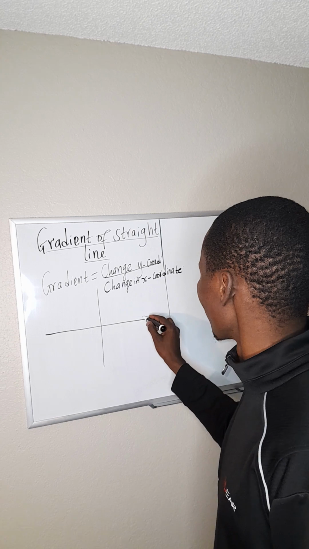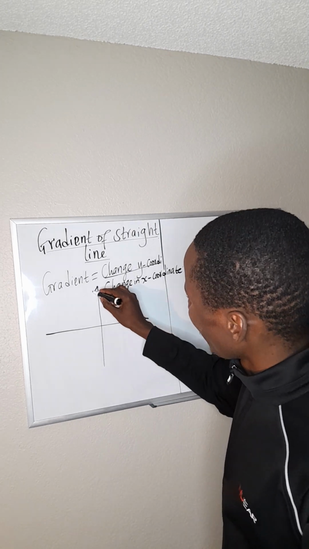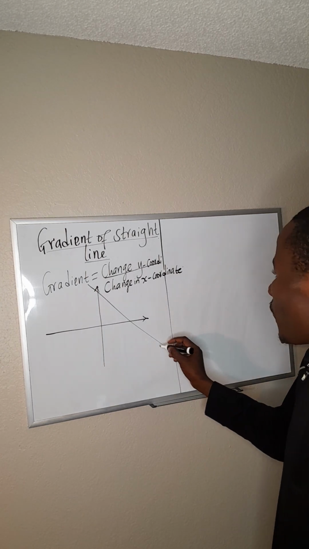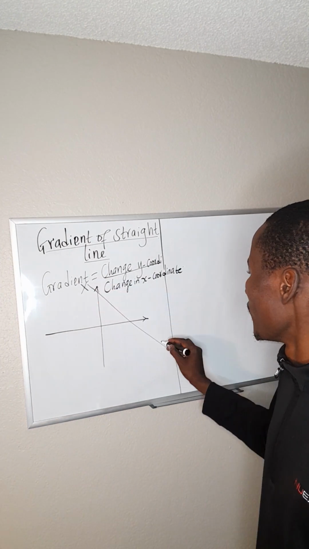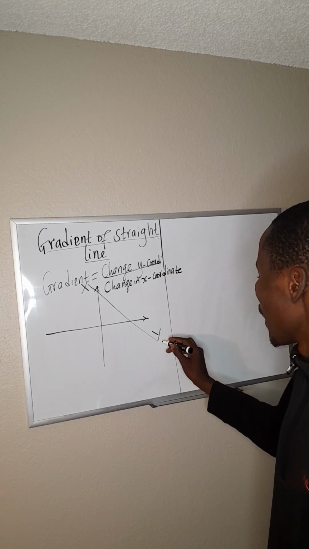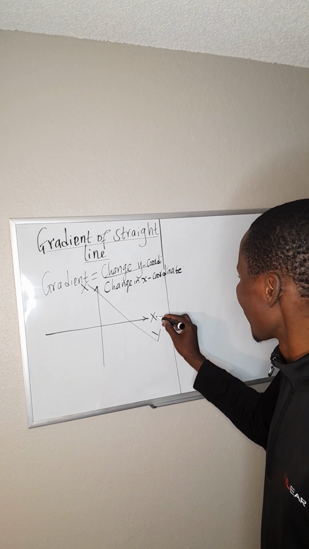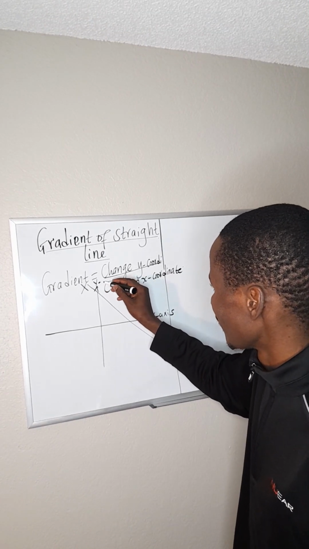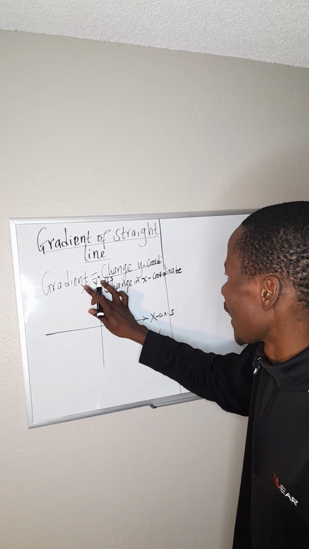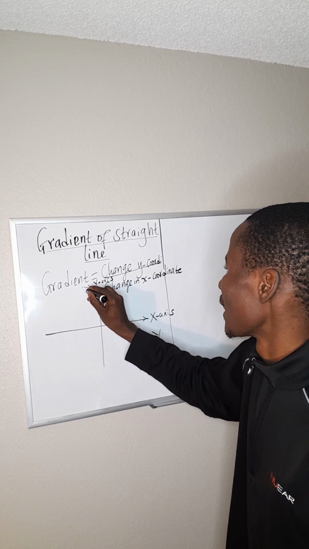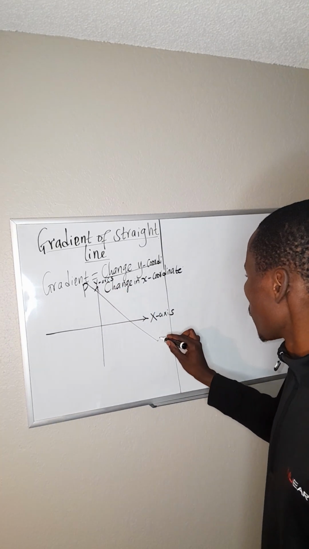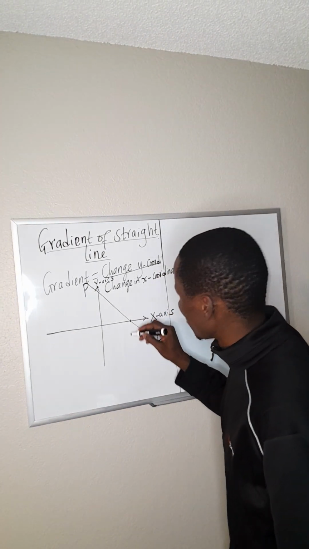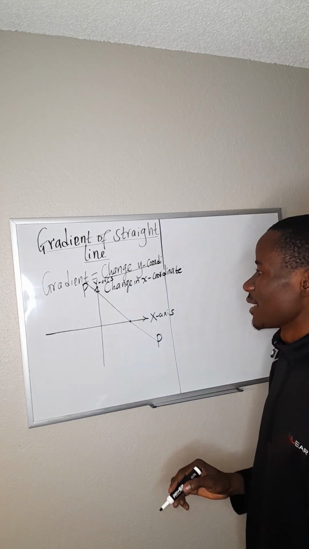Let's say I have the y-axis and the x-axis is there, then I have this particular line like this. So this is what I'm looking for: the gradient of the line. I can call this line XY, which is passing through the x-axis, the horizontal one, and this one here is the y-axis. Maybe I can use other letters and name it line PQ. This line PQ is cutting through the x-axis at this particular point, and it's also cutting through the y-axis at this particular point.